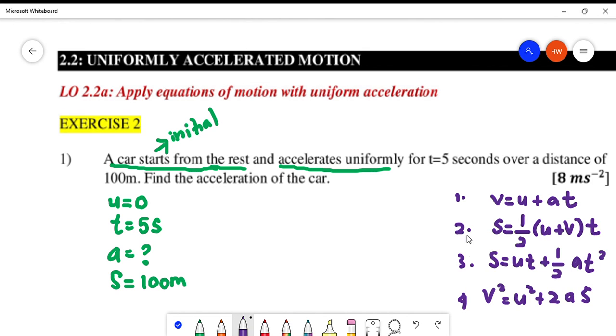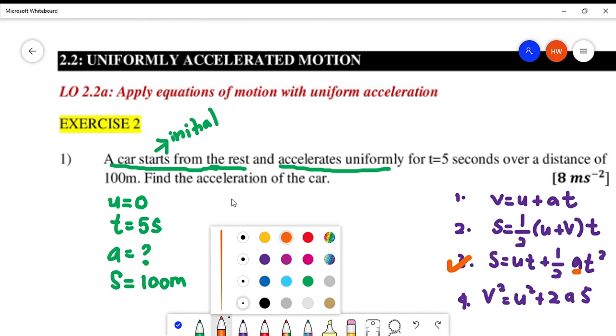Between the four equation, which one should we choose to use for solving this problem? 3. Is it 3? Yes. Okay, so 3 is the correct one. Kalau 1 kita tak ada V. Number 2 pun kita tak ada V. And kita tak ada A pun kat sini. Kita nak cari A. Okay, so the third one, all information are here except for A. So A yang kita nak cari, so kita guna the third one.